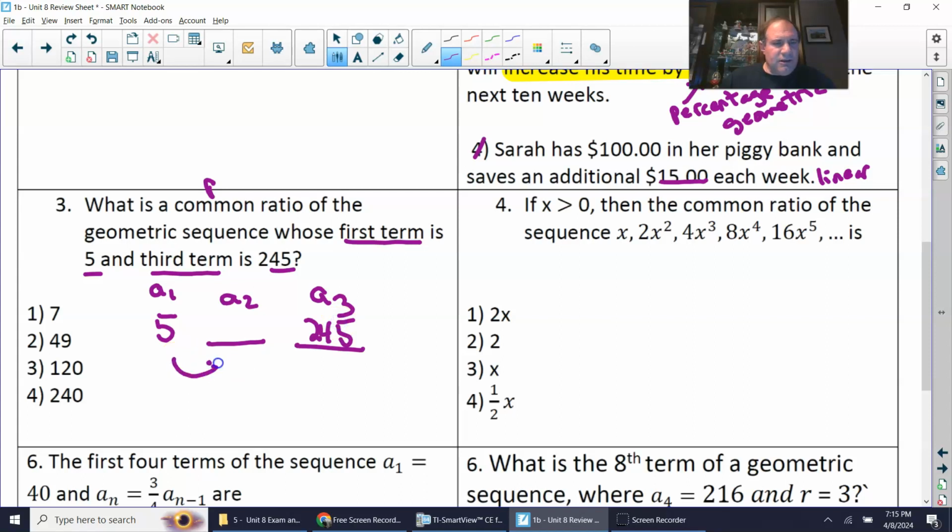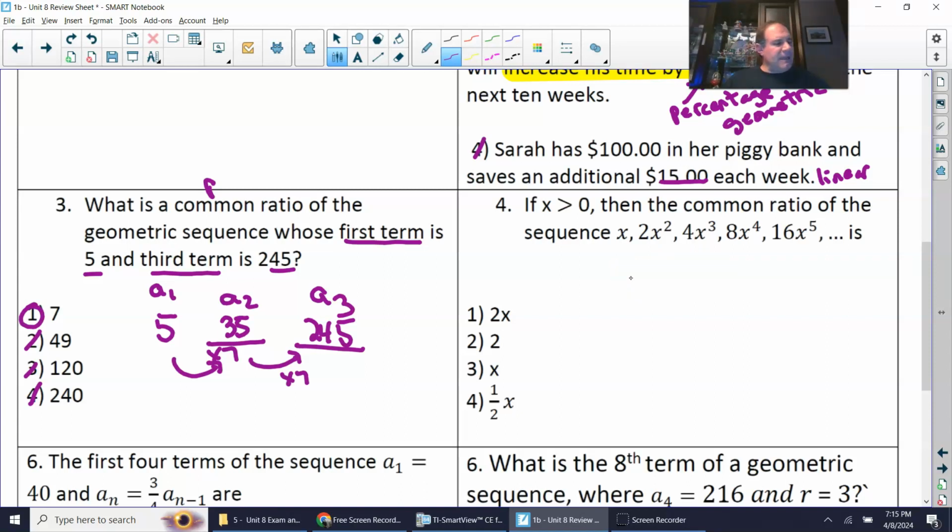So let's try times 7. 7 times 5 is 35. So that's times 7. And then let's try times 7 again, and that's 245. 7 is your answer. It can't be the rest of them. 5 times 49 is too large, and so are the rest of them. So you could just kind of cancel those out.